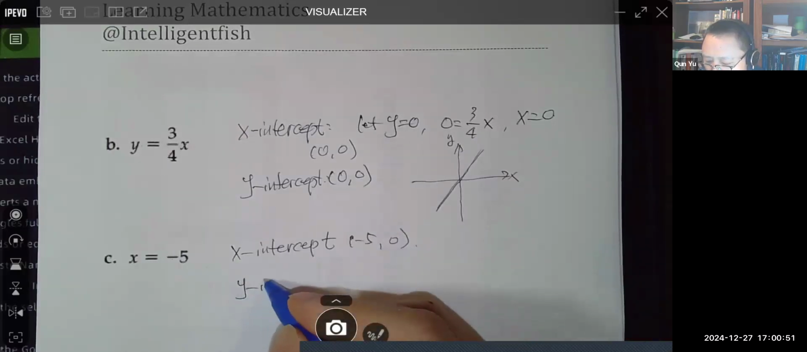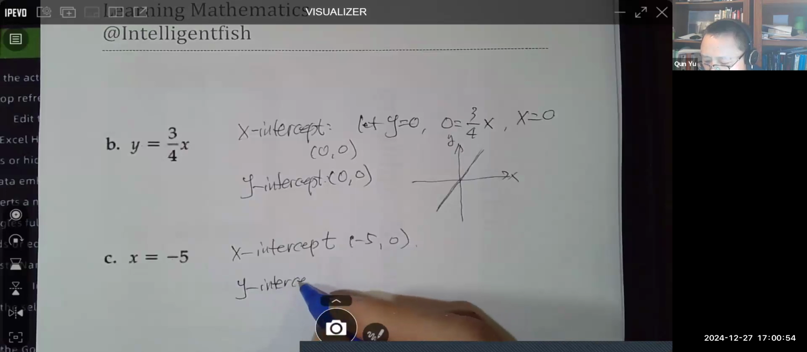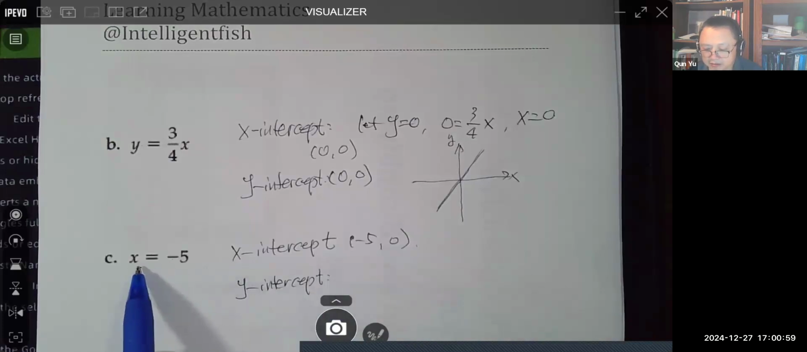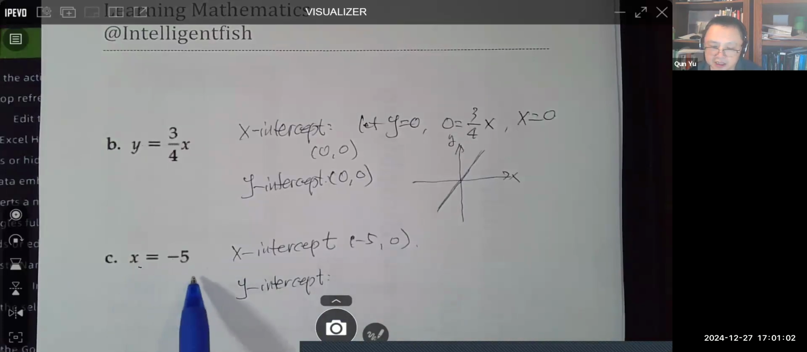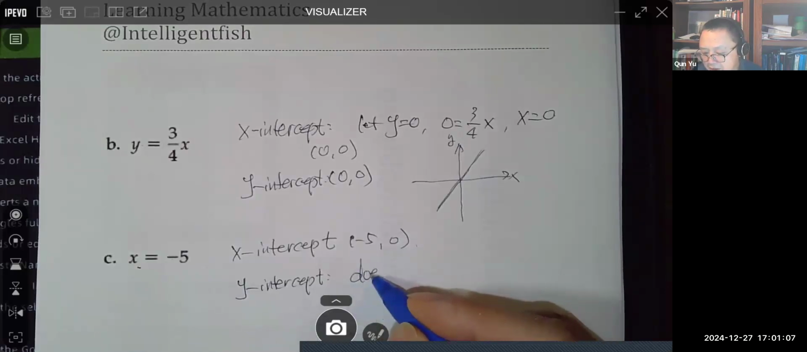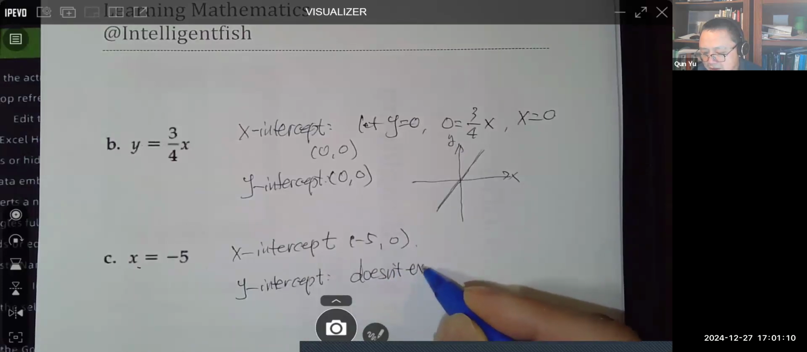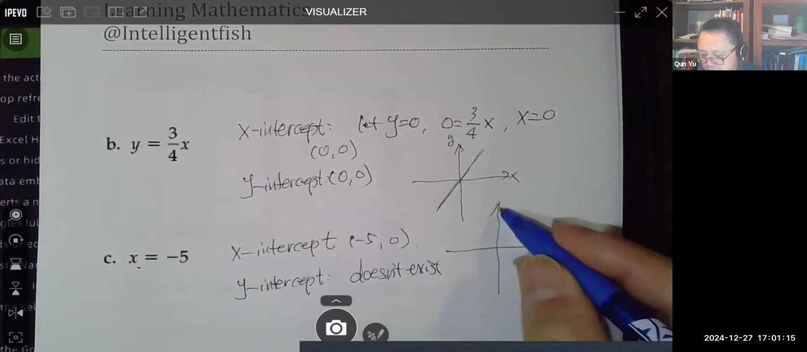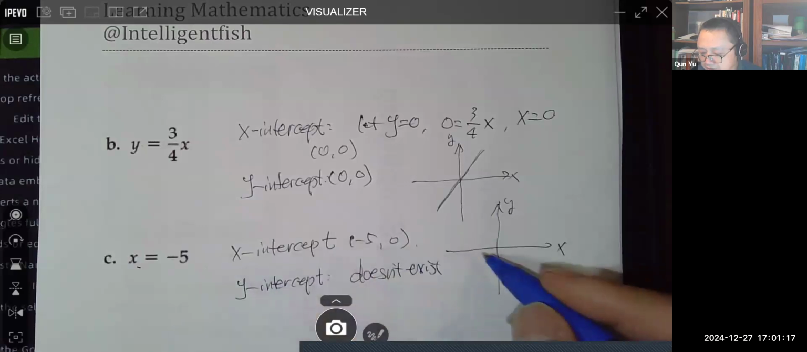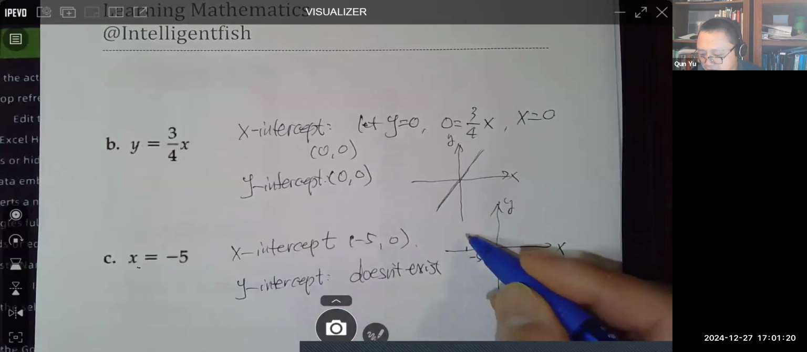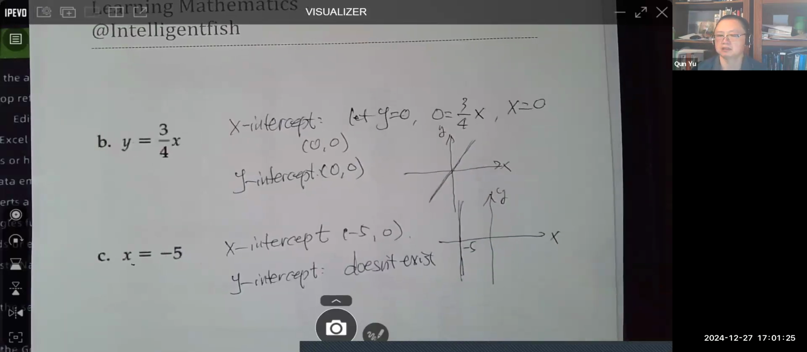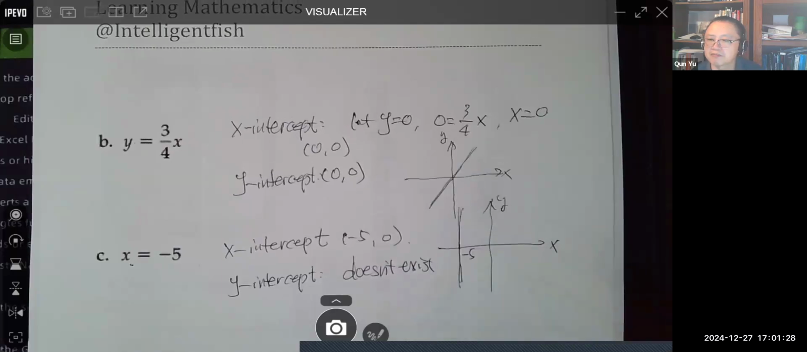How about the y-intercept? Y-intercept means you let x be 0. But this one says x equals -5, which means x cannot be 0. That means the y-intercept doesn't exist. Actually, this makes sense if you draw the graph. If you look at the graph of x equals -5, suppose this point is -5, that's your line, it's a vertical line. Sure, we don't have a y-intercept. You only intercept with the x-axis.